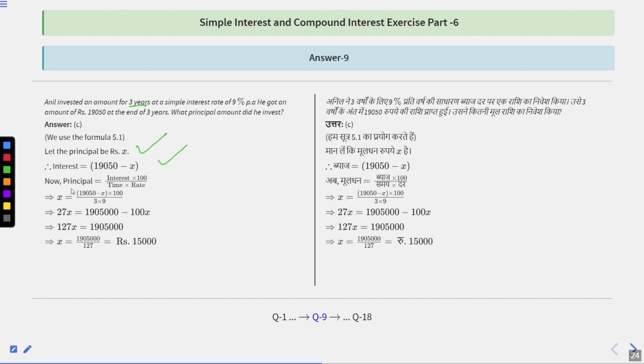So now the principal will be simple interest into 100 upon time into rate. So we just put these values. So X, this is our principal, equals 19,050 minus X, which is our simple interest, multiplying by 100 upon 3 into 9. When we calculate it, we get the value of X, which is our principal, 15,000 rupees. So C is the correct answer. Next.